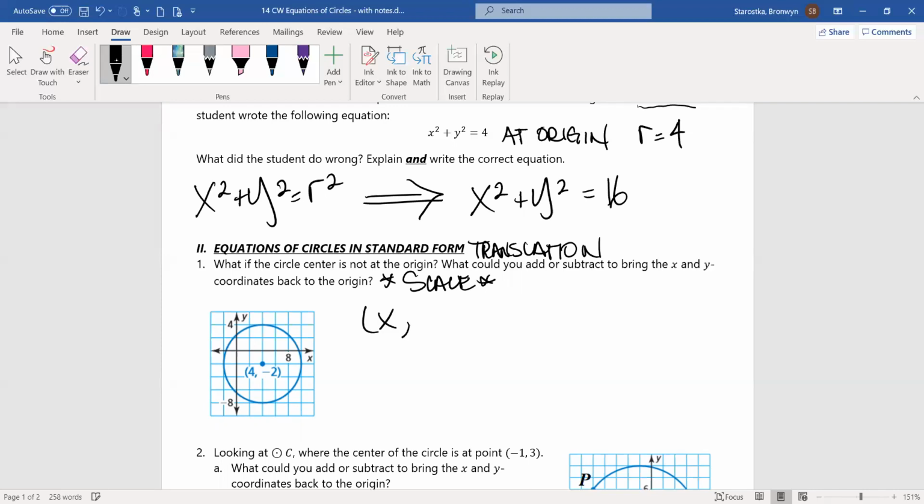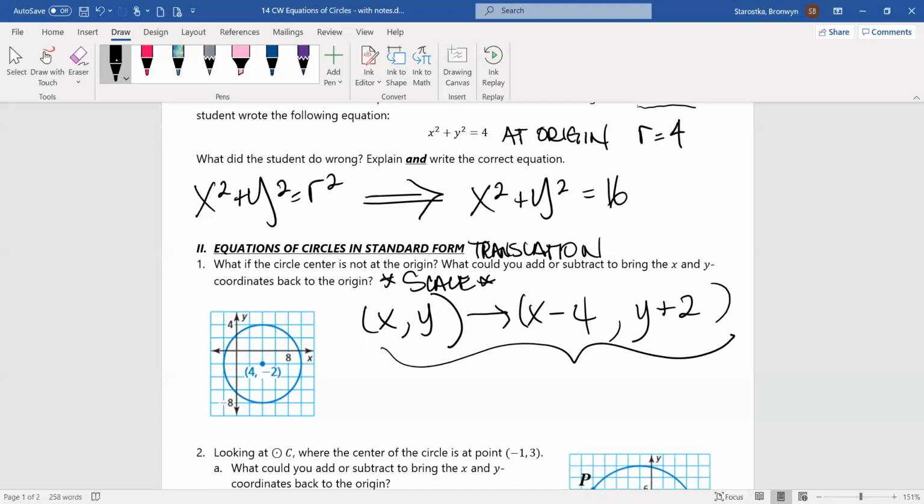So our x, y, what would we need to do to get our x and our y back to the origin? Well, the x coordinate is 4, and so if we want to go home, we're going to go x minus 4. And if we want to go home with y, we got to go up. So that's y plus 2. This is how, when you're asked, we write a translation rule. That's the rule.